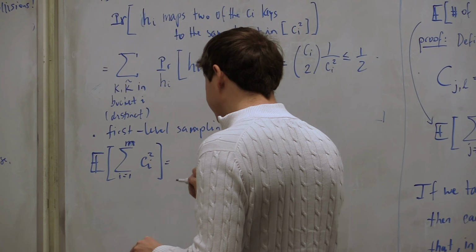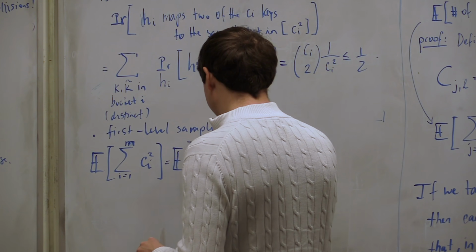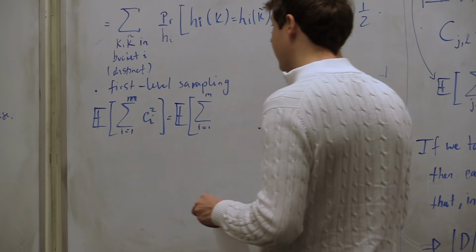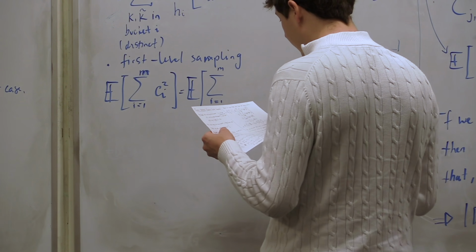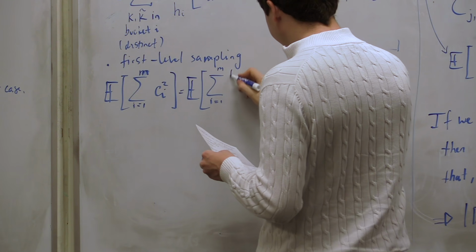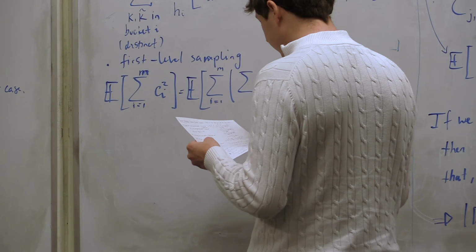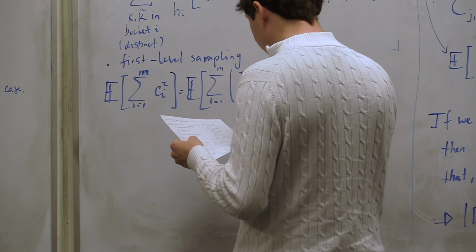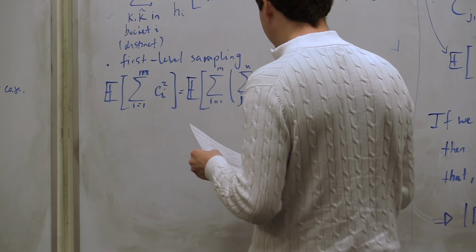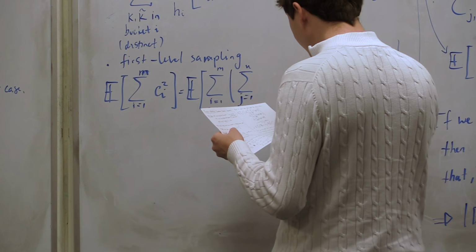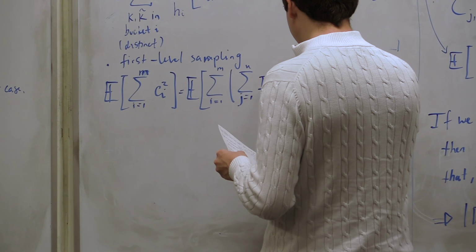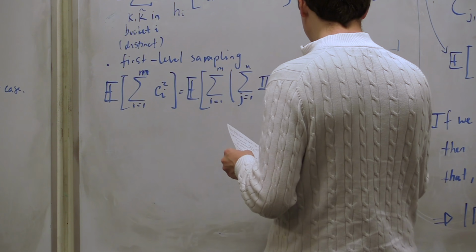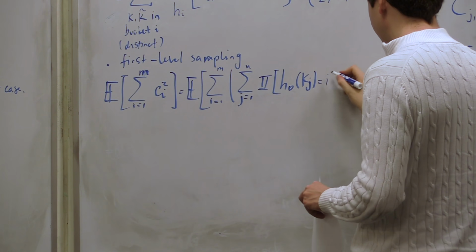So let's expand further. So this is the sum from 1 to m. Okay. What is c_i squared? Well, c_i is also the probability, or rather is an indicator, for j equals 1 to n. So now we're looking at keys. This is the indicator that H0 will map key j specifically to bucket i, right?